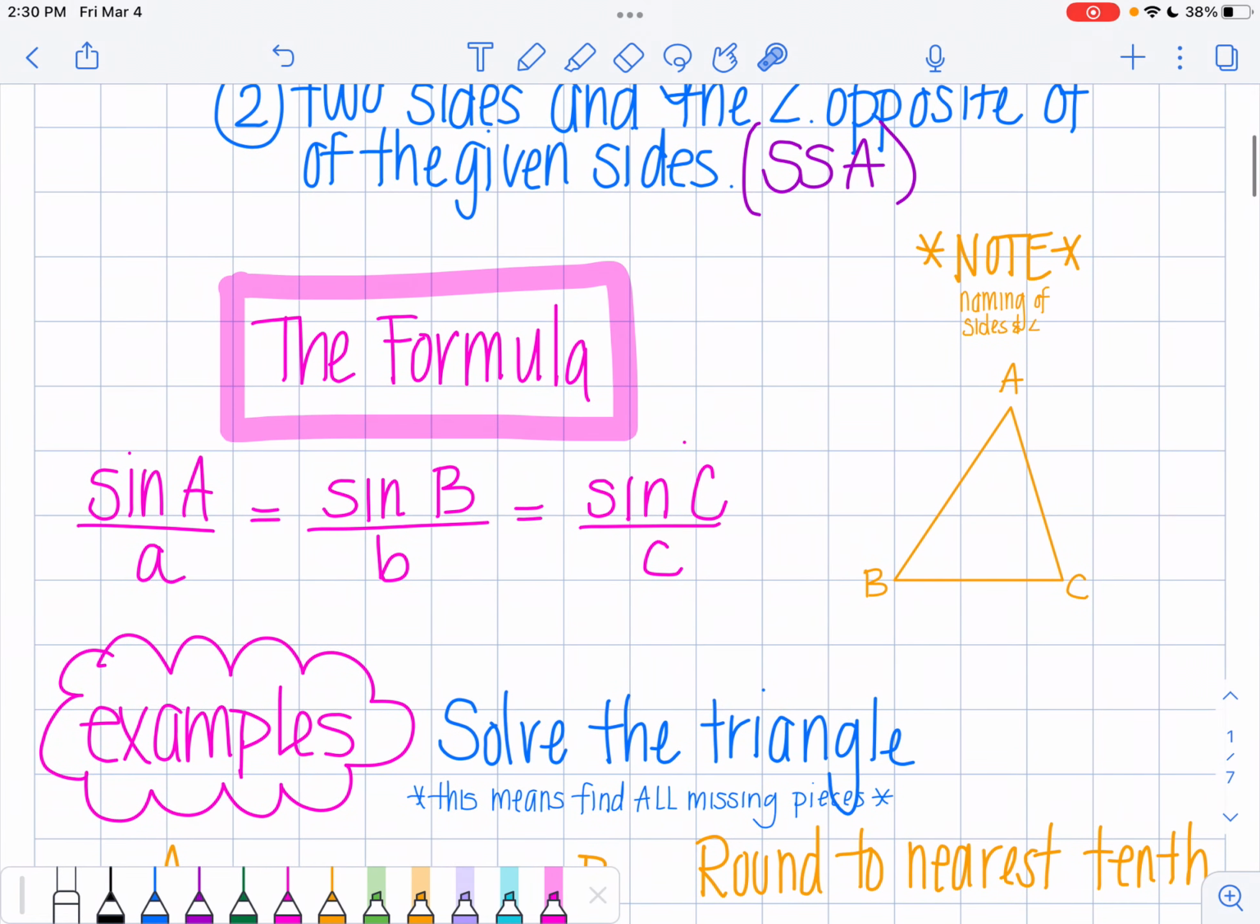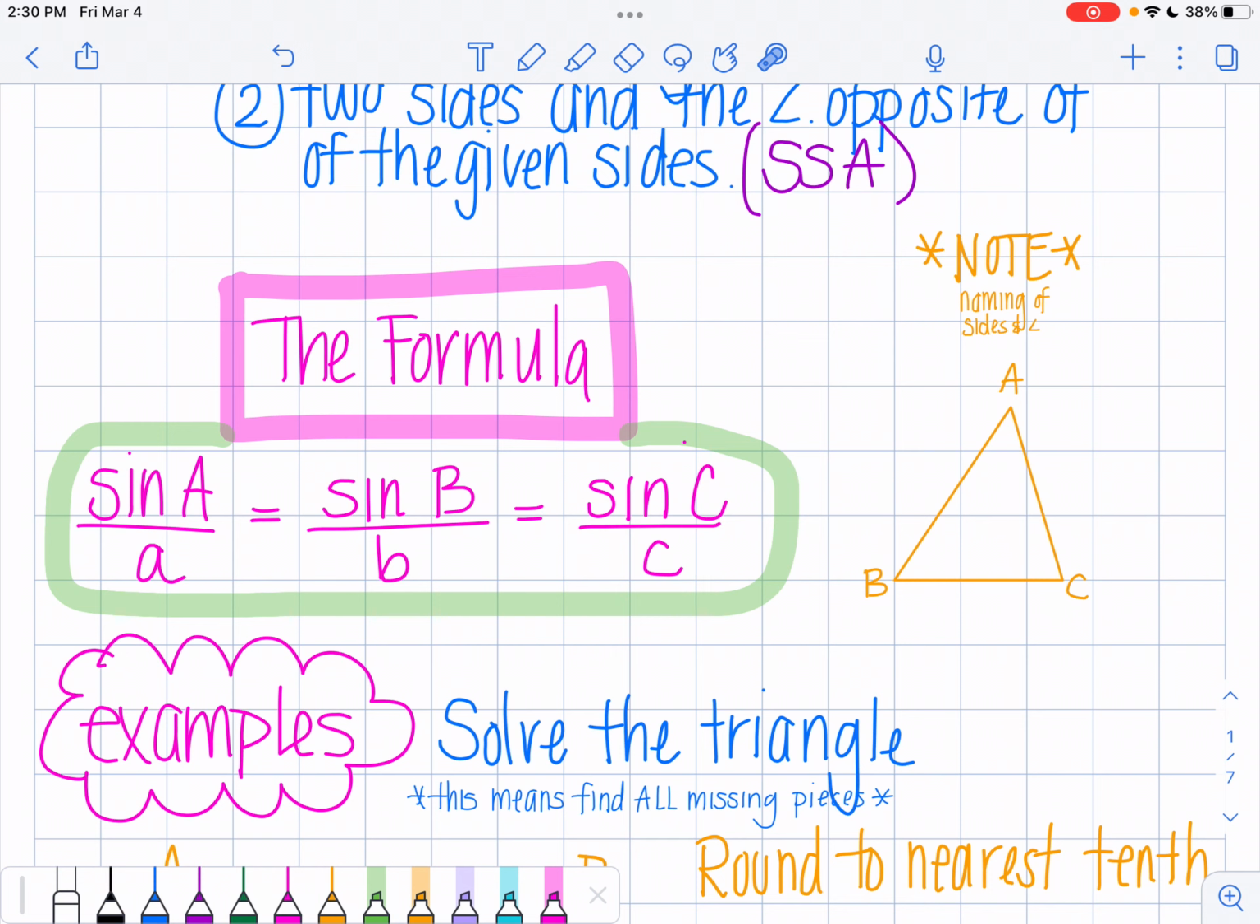So what does the law of sines say? Here's the formula. The formula says we're going to take the sine of the angle over the side. So sine of angle A over side A equals sine of angle B over side B, right here, and sine of angle C over side C.